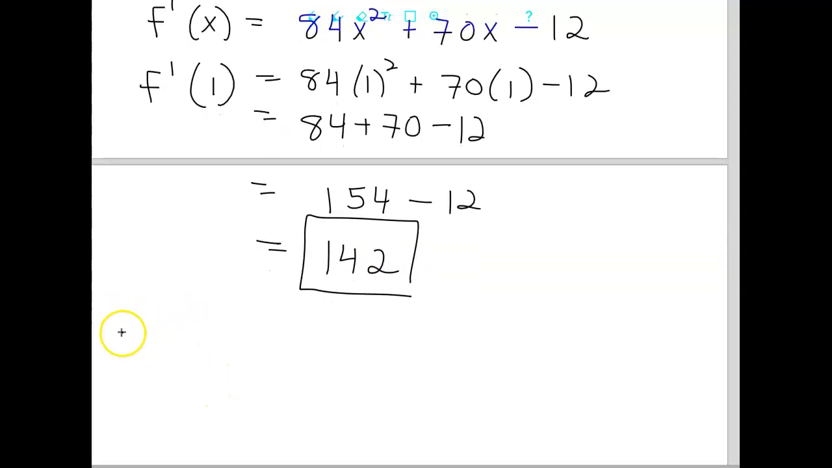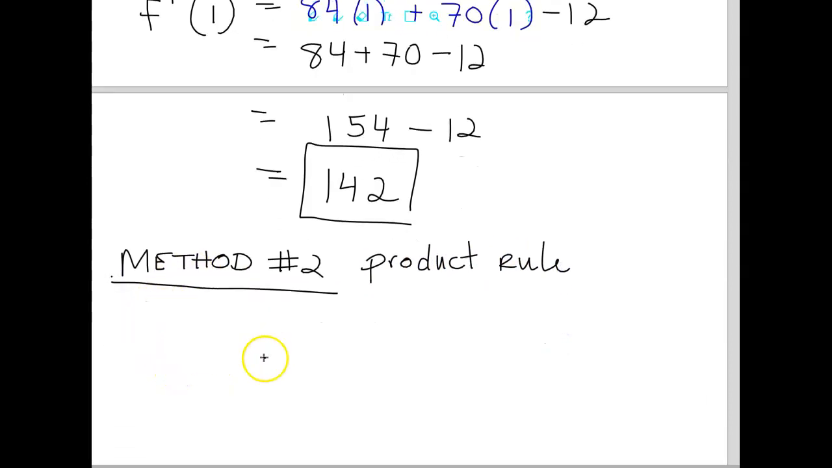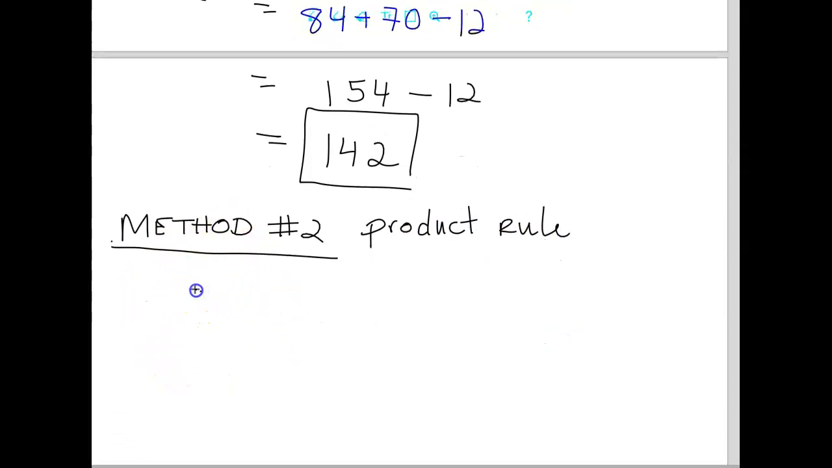Okay, now the other method for doing this would be using the product rule. Okay, so what we're going to do then is remind ourselves what the product rule is. If you have a product of two functions, f times g, and you want to take their derivative, that's going to be f prime g plus g prime f.